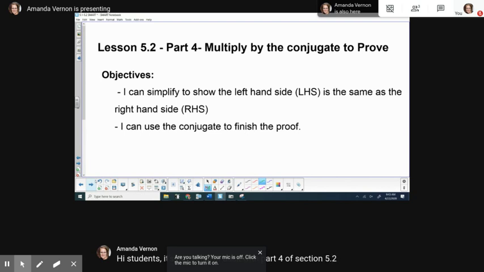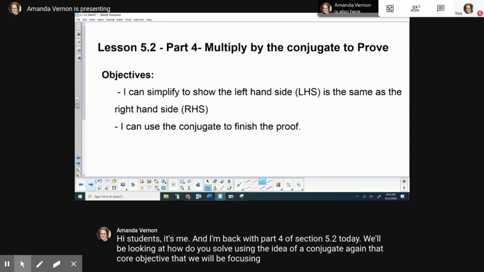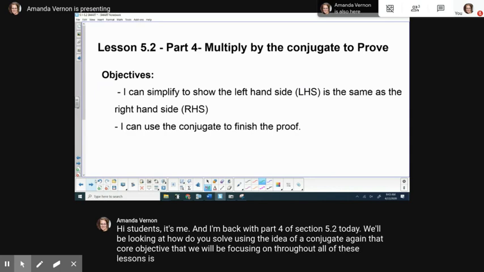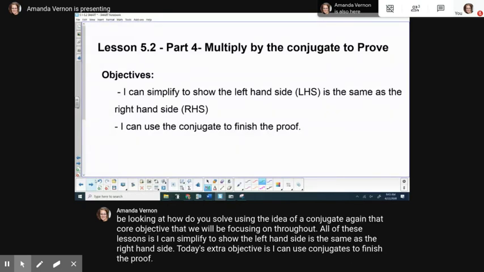Today we'll be looking at how to solve using the idea of a conjugate. Again, that core objective that we will be focusing on throughout all of these lessons is I can simplify to show the left-hand side is the same as the right-hand side. Today's extra objective is I can use conjugates to finish the proof. Let's go ahead and jump in.